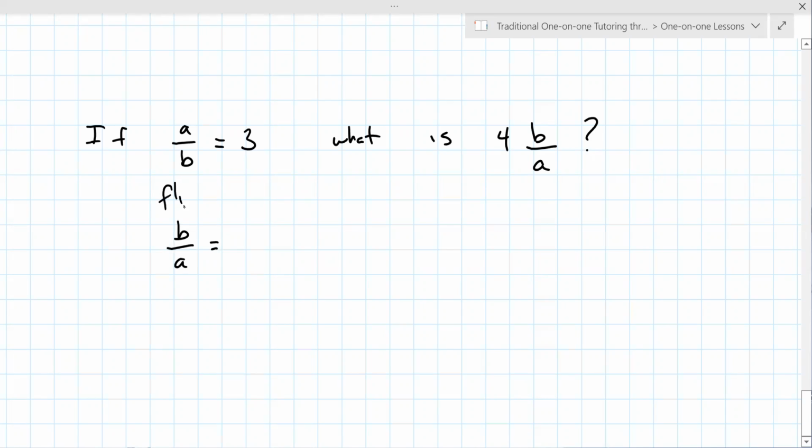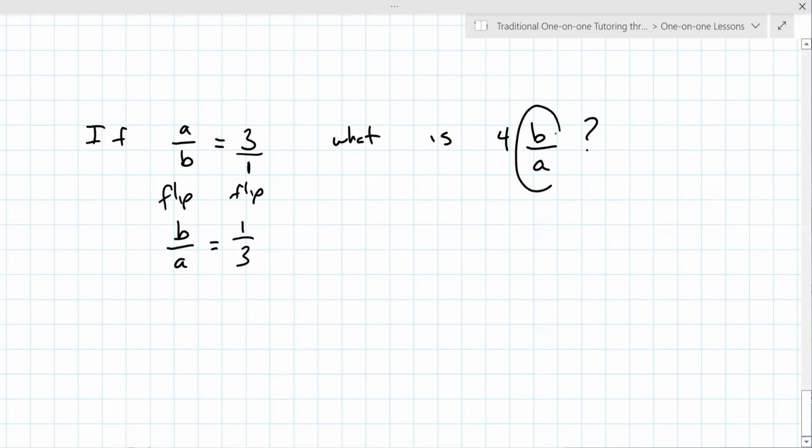You have to flip. What is the flip of 3? You should flip 3, right? Yes. What is 3 as a fraction? 1/3. So you flip it and it's 1/3.